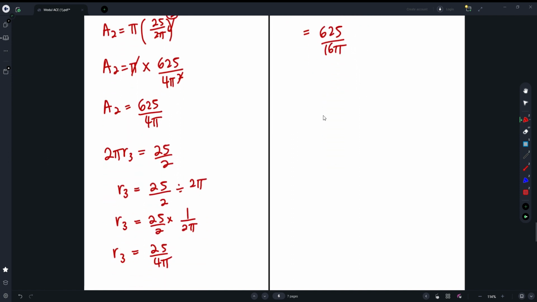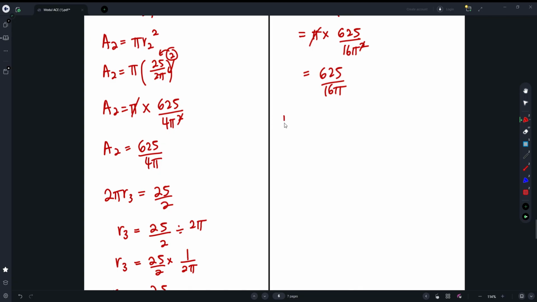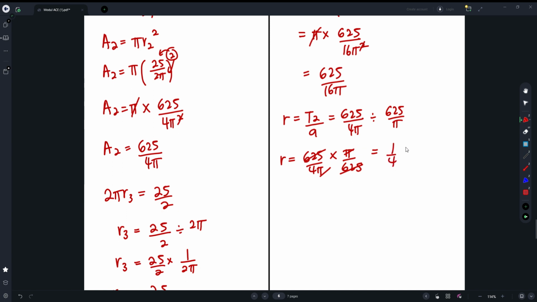So I think this is clearly a geometric progression, but never mind. Let me find the common ratio. Common ratio is term 2 divided by the first term. So term 2 is 625 over 4 pi divided by the first term, which is 625 over pi. So the common ratio will be 625 over 4 pi multiplied by pi over 625. As you simplify, you'll end up getting the common ratio is 1 over 4.